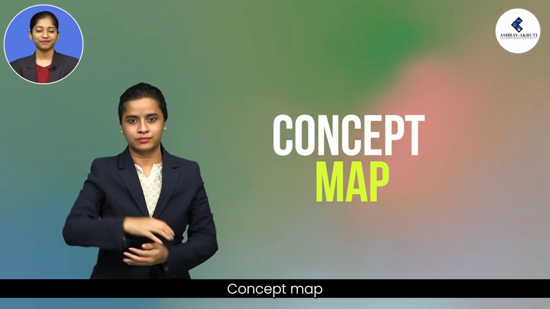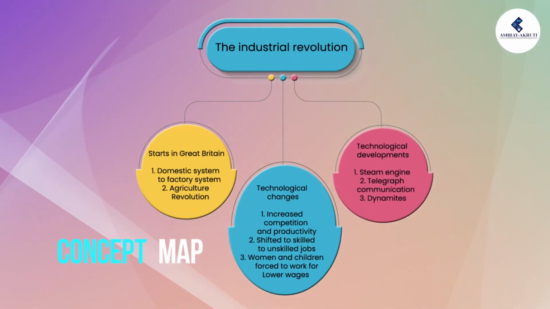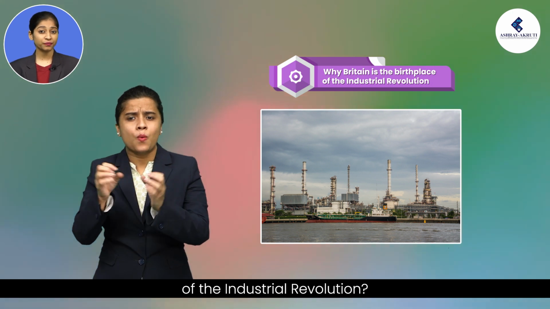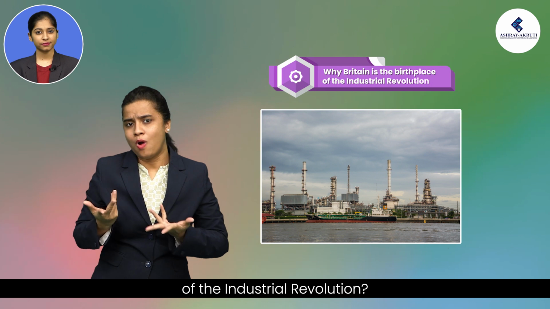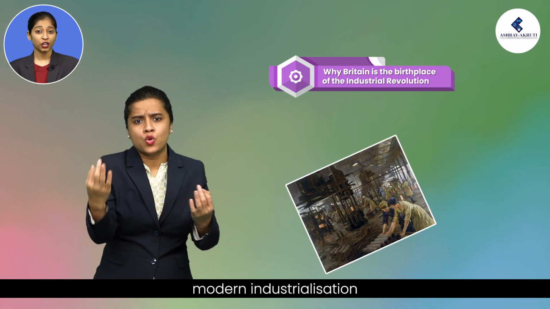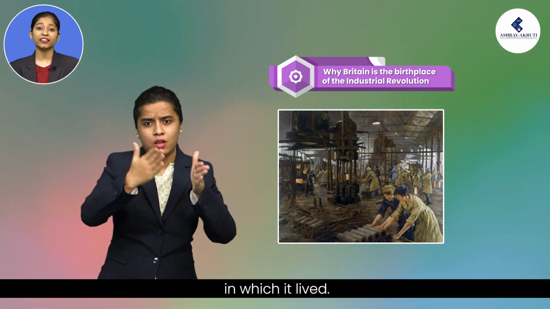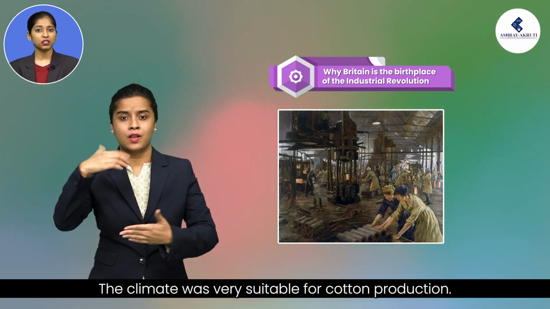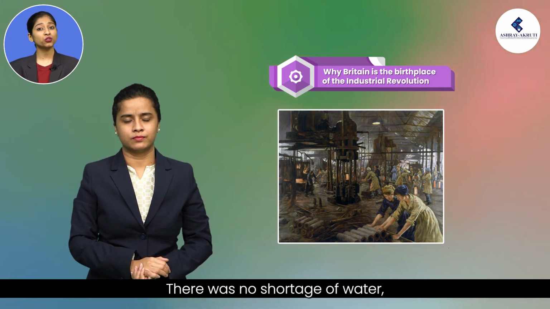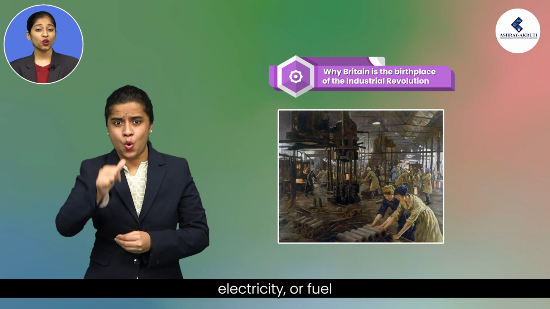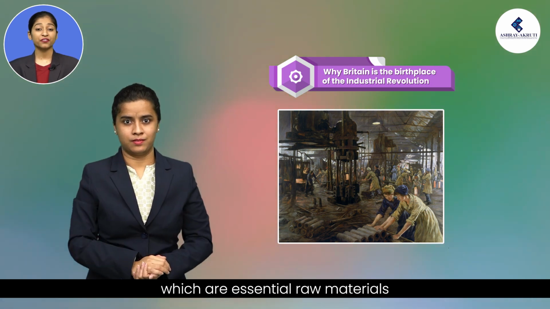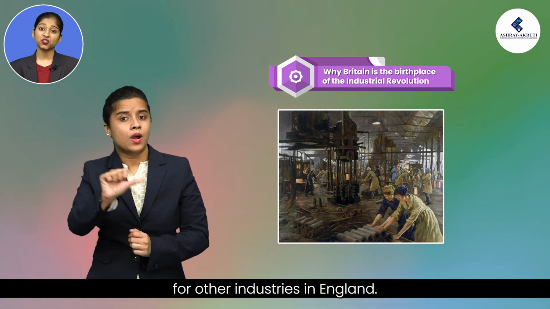Concept map. Why Britain is the birthplace of the Industrial Revolution? Great Britain was the first country to experience modern industrialization due to the favorable conditions in which it lived. The climate was very suitable for cotton production. There was no shortage of water, electricity, or fuel such as coal and iron, which are essential raw materials for other industries in England.